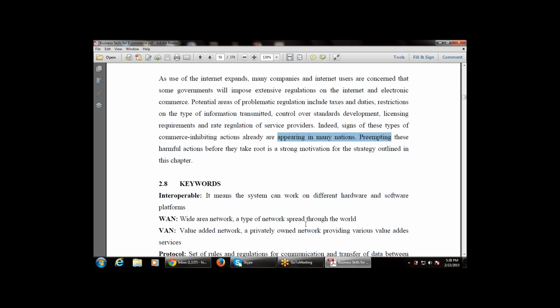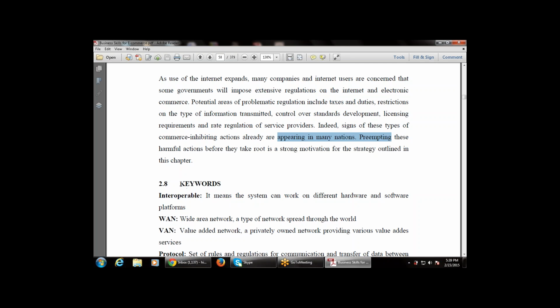That is, most countries are using e-commerce nowadays, and every transaction is being done online. Preempting these harmful actions before they take root is a strong motivation for the strategy outlined in this chapter. That is, precaution must be taken to ensure that no harmful action is taken against various e-commerce transactions.